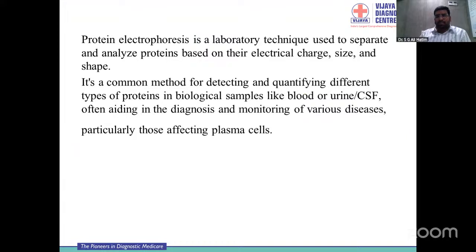So as you know, it's a separation technique where we separate and analyze proteins based on the electric charge, size, and shape. Usually we do it here in serum. It can be done in urine, CSF, and other body fluids, but here at Vijaya Diagnostic Center, we do it in serum, that is blood. Serum protein electrophoresis basically helps in diagnosis and monitoring of various diseases, particularly the diseases affecting the plasma cells.